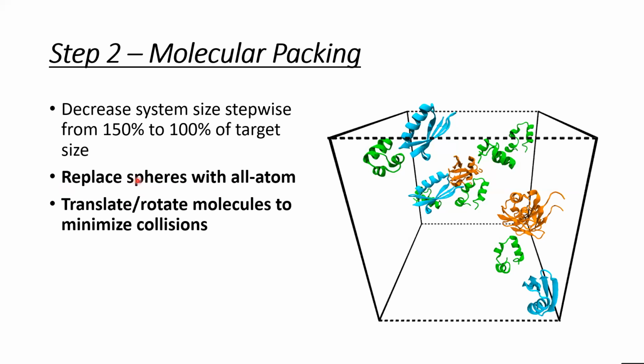So as I said, you replace the spheres with the fully all atom model, and then basically I just translate, meaning move. Well, first I check, are there collisions between this molecule and any nearby molecule? And if there are, then I move it slightly in every direction to see if any of those have less collisions. And I also rotate it slightly to try and find a combination of movement and rotation that minimizes the number of collisions. And I do this for every single molecule, and I repeat the process until basically until there are no more collisions.